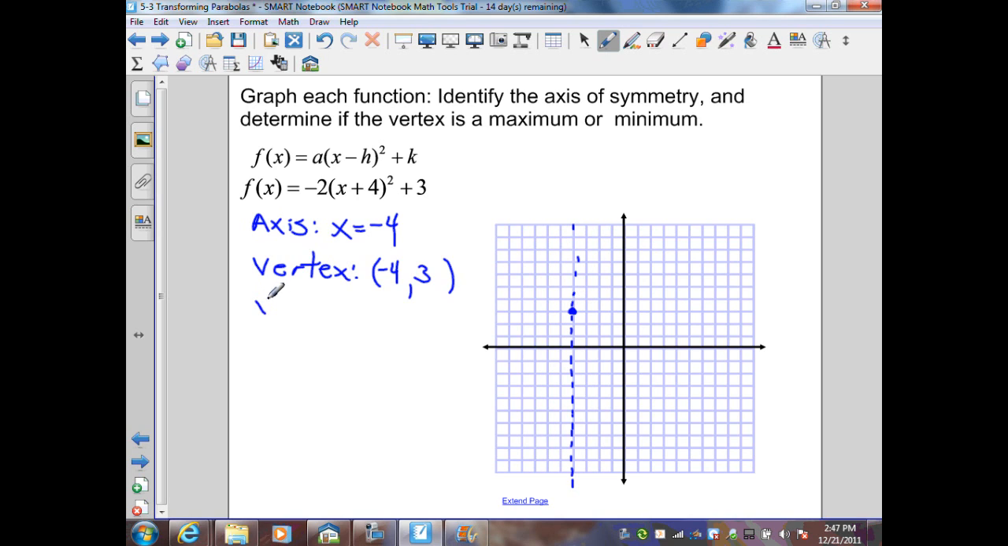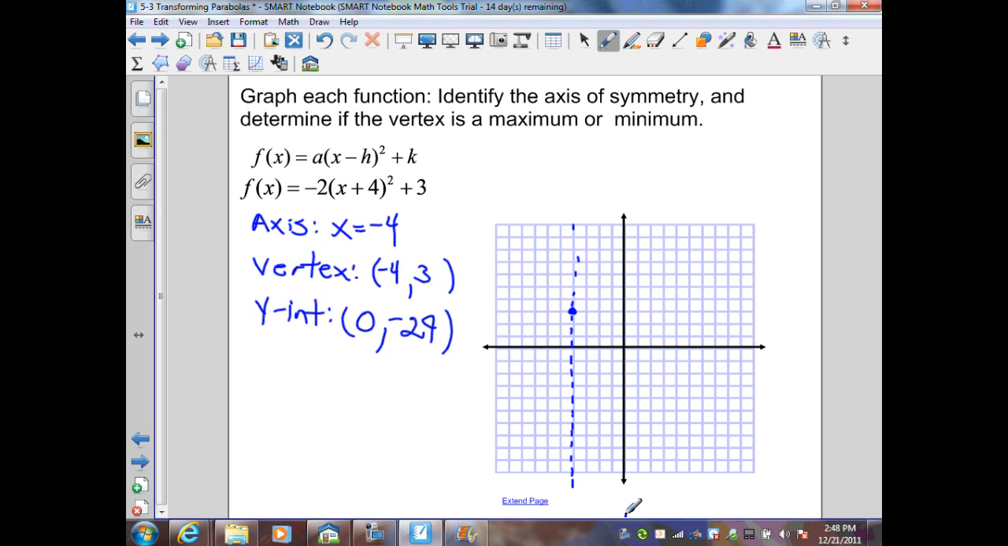Then find my y-intercept, letting x be 0. And when I do that, 0 plus 4 is 4, squared is 16. 16 times a negative 2 is a negative 32, plus 3 is a negative 29. I know that I won't be able to fit that on my graph, therefore it will be way below what I can show on my graph.